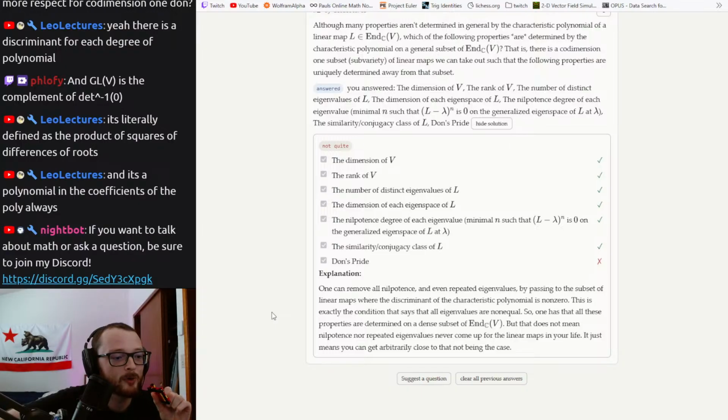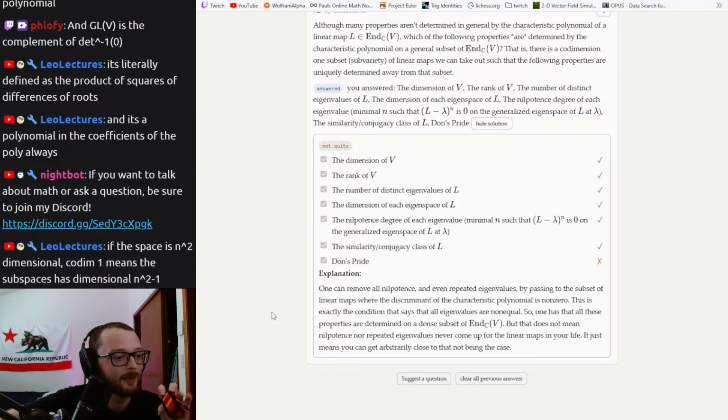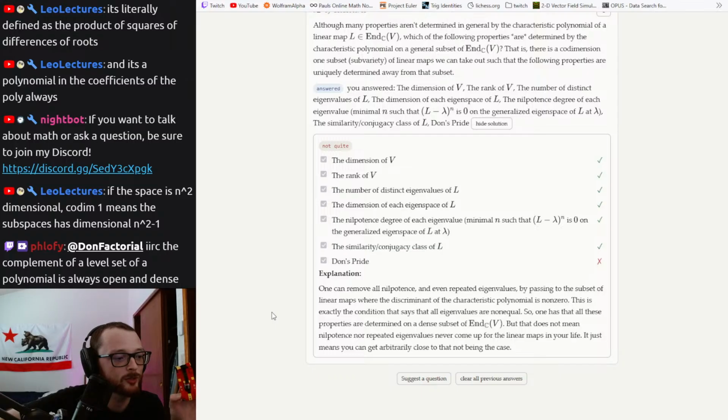I think GL of V is dense because determinant of M equals 0 is an n-degree polynomial. I don't know in what sense. Have a game of respect for codimension 1. I don't know what codimension 1 really even means. I guess Floppy put the definition of codimension earlier. But I don't know what that tells you in this question, still. GL of V is the complement of all matrices with determinant 0. Sure. The space is n squared dimensional. Codim 1 means subspace of dimension n squared minus 1. Okay. The complement of a level set of a polynomial is always open and dense.